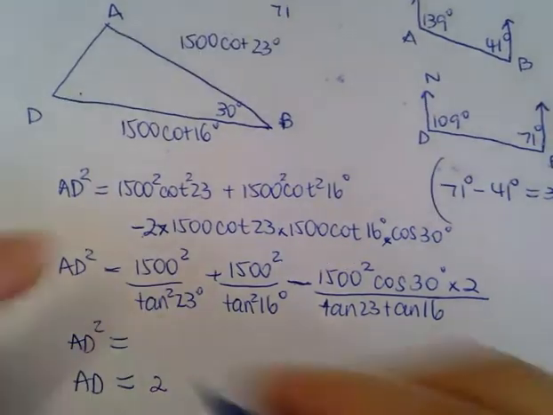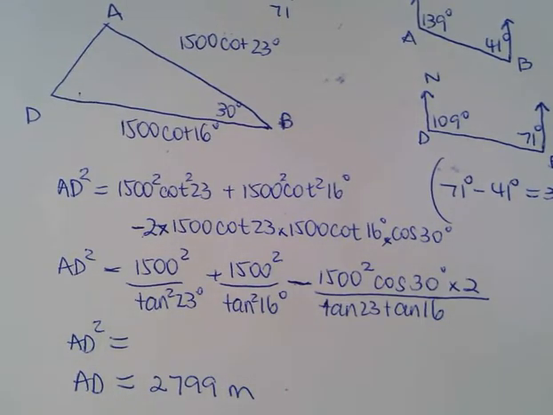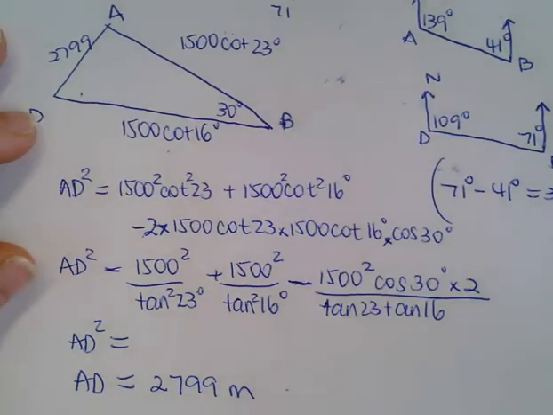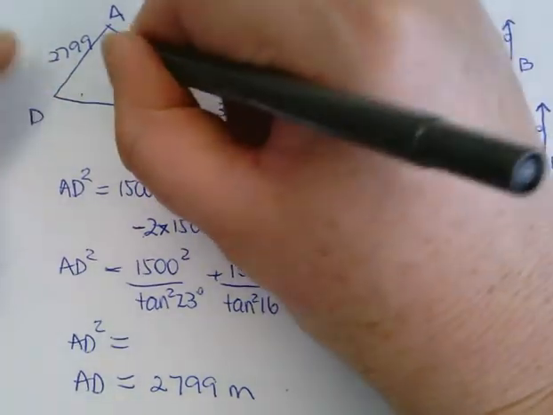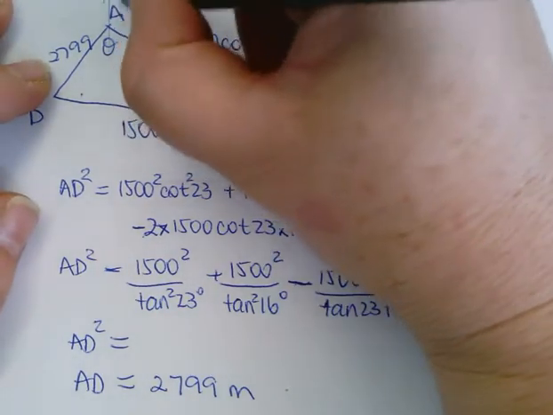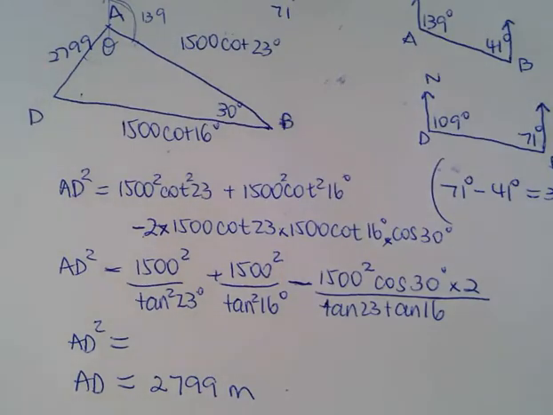AD is 2799 meters to the nearest meter. I'm not going to write the AD squared in. And now that we know that this is 2799, we need to calculate the distance and bearing of the life raft from Anna. So we need the bearing of the life raft from Anna, so we need this angle in here, up the top, because we know that this is 139 there. So we find theta and we can add the theta onto the 139, okay?